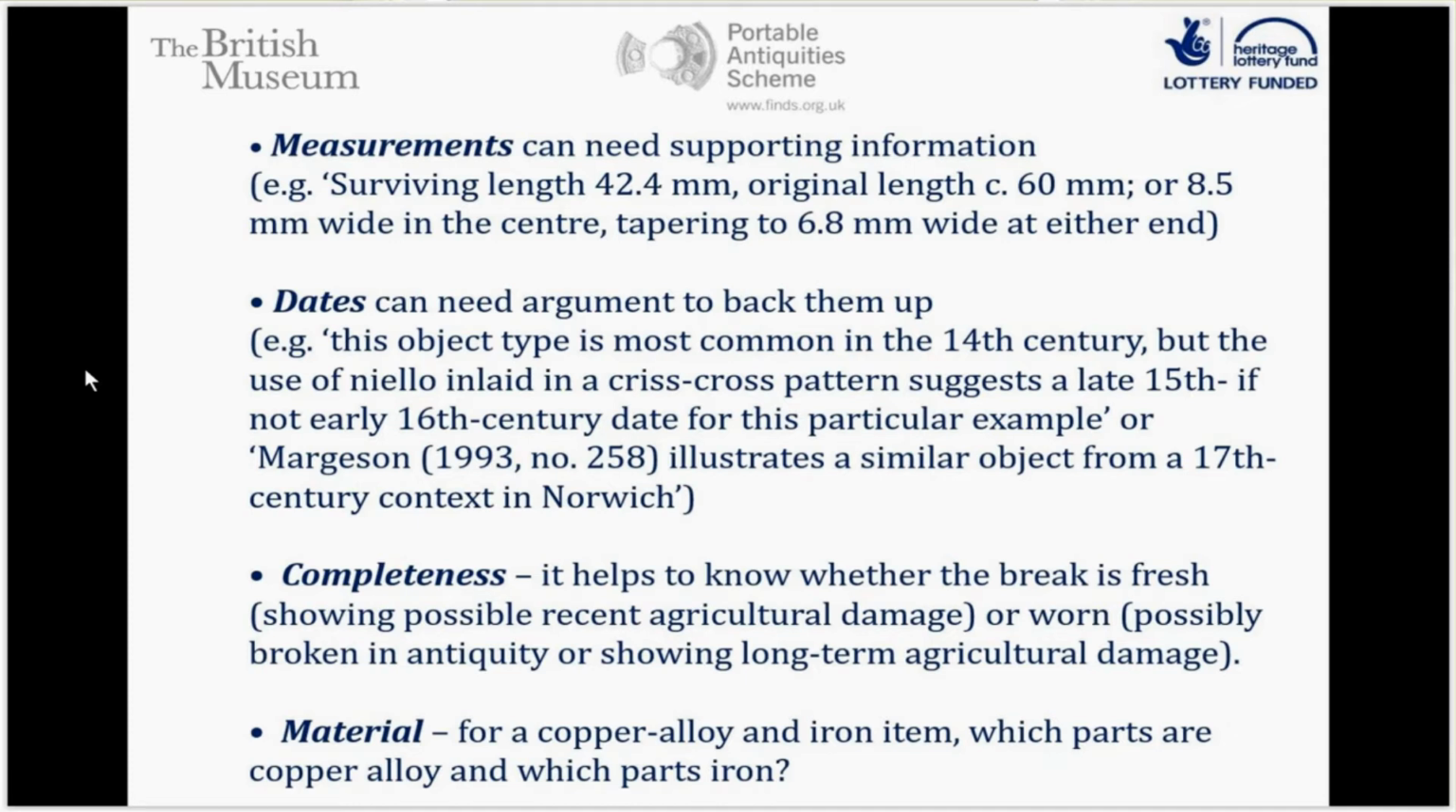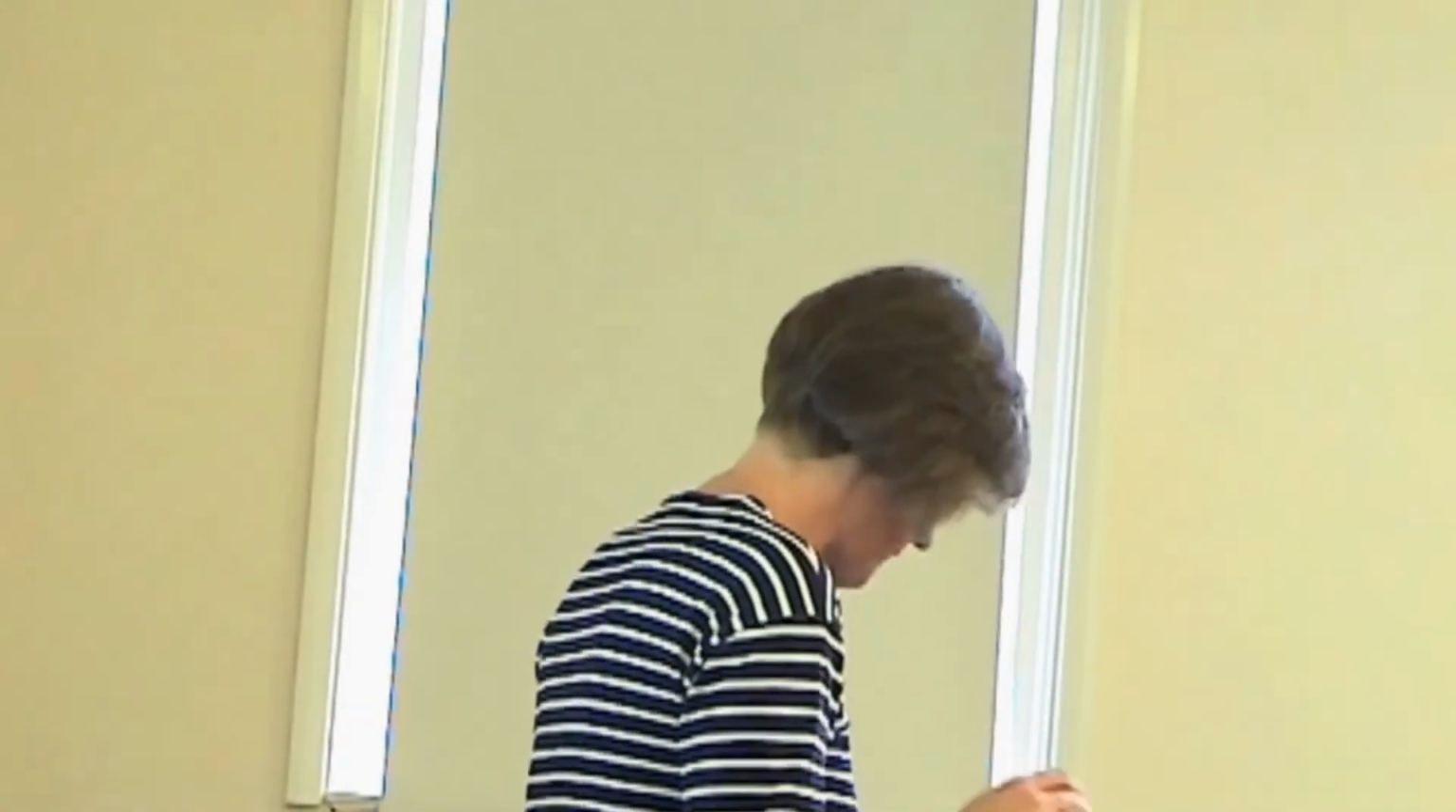Sometimes people just put copper alloy and iron buckle, and you're left thinking, which bits are iron? I can't see it on the picture. Tell us which bits. Make sure you've told us everything. So don't assume that because another field's been filled in, the data doesn't need to go into the description field. It does.